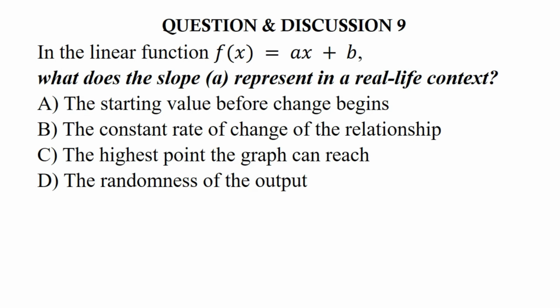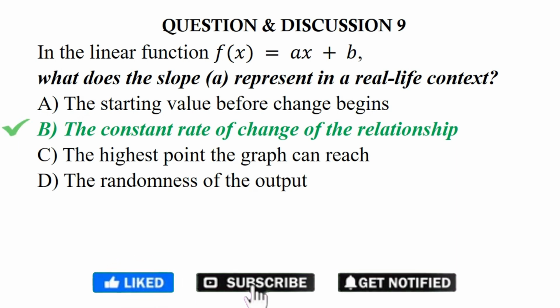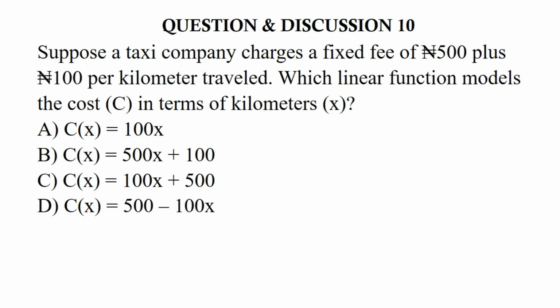The slope, represented by a, tells us how much the output, f of x, changes whenever the input x increases by 1 unit. In real life, this means the slope shows the steady rate at which something increases or decreases. For example, if a worker earns a fixed amount of money per hour, the slope is the pay per hour. It is not the maximum point or randomness, but the constant rate of change.